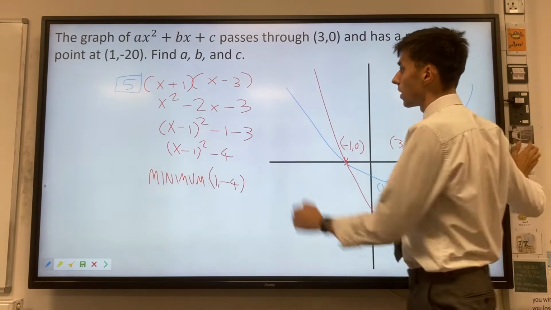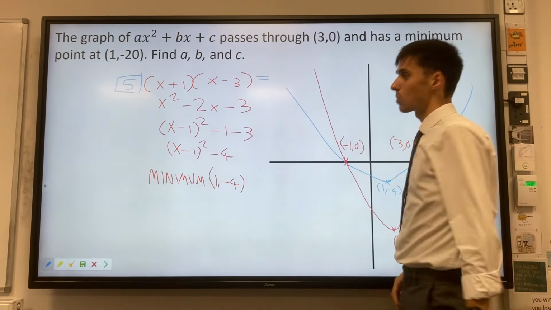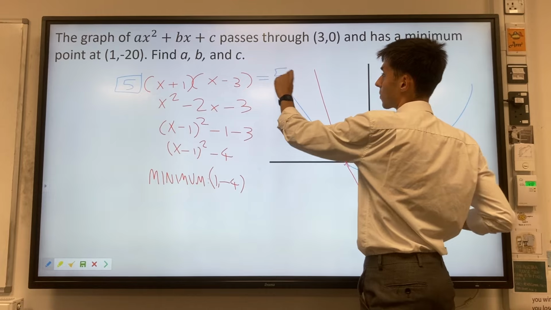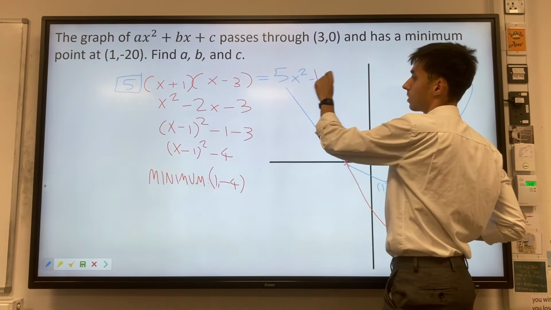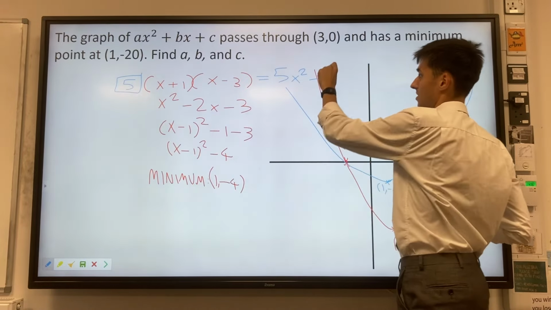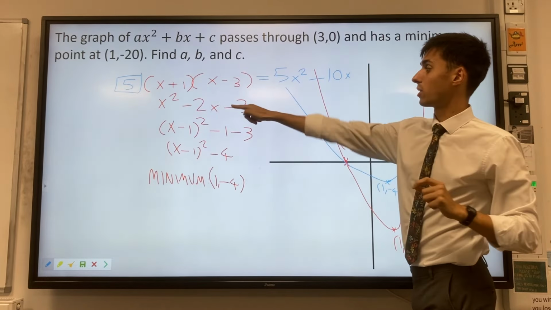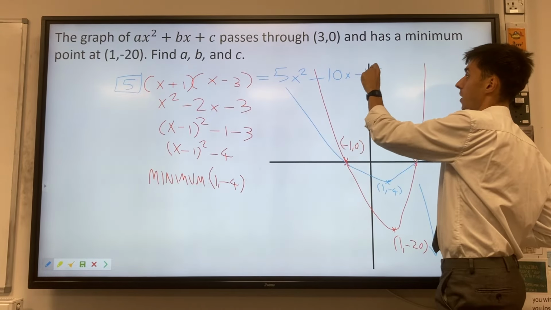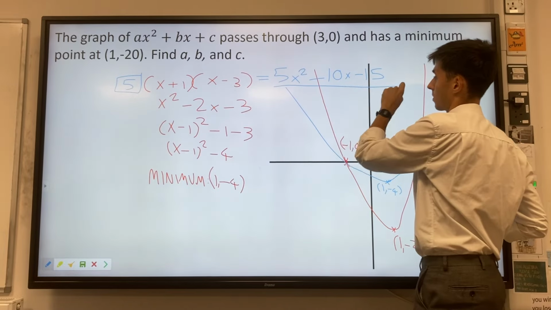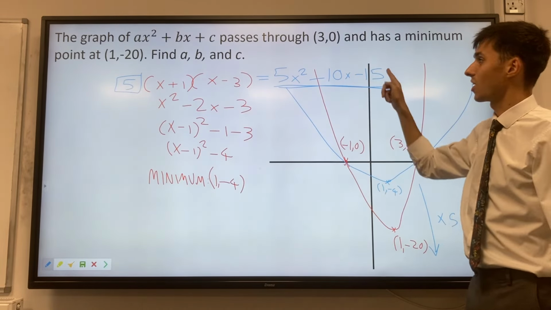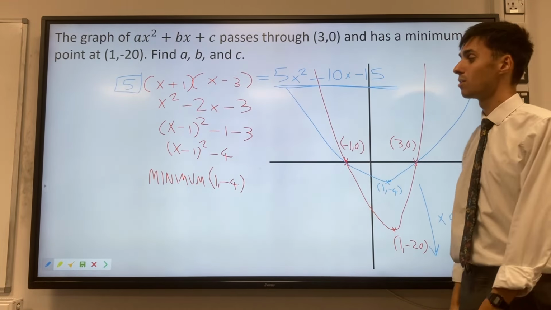So last of all for us then would be expanding that to actually check what we get. So we're going to have 5x squared minus 10x, because we've got minus 2 times 5. And minus 3 times 5 would give us minus 15. So again, our a would be 5, our b would be minus 10, our c would be minus 15 for this question.